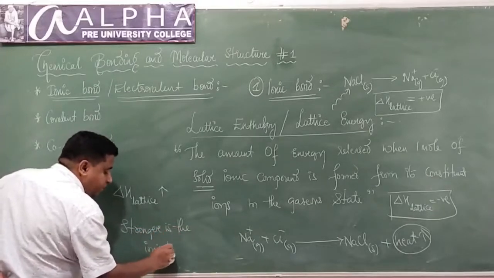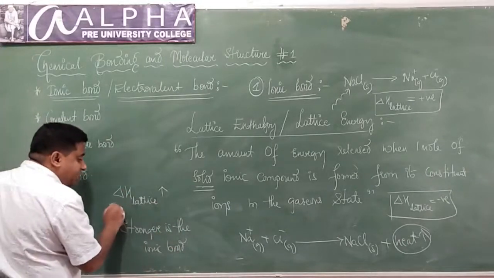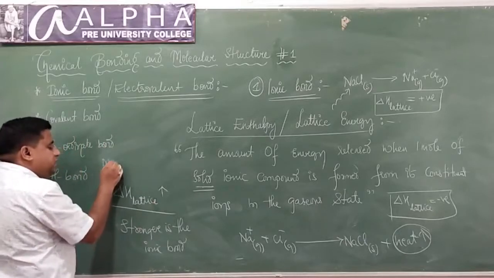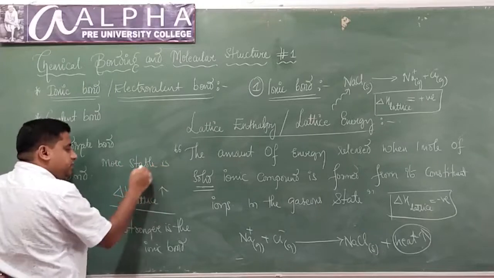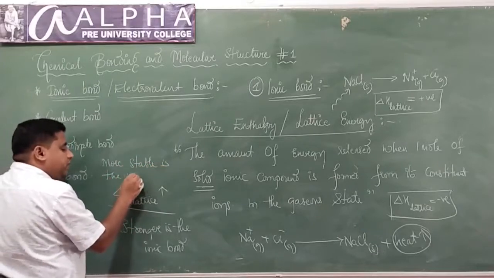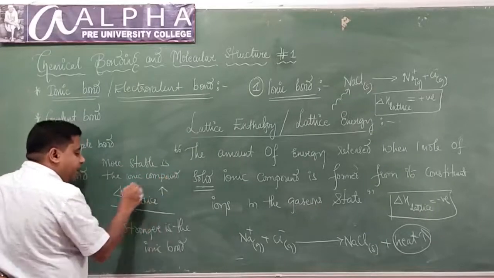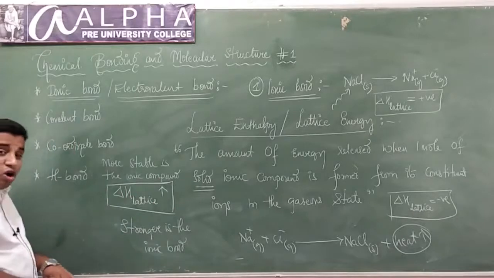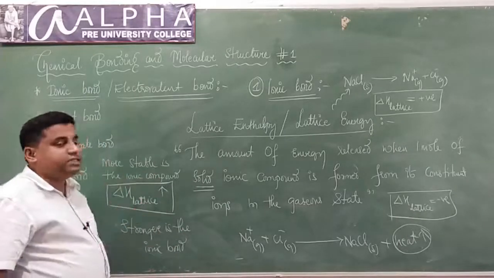Stronger is what? Ionic bond. Or else I can say, higher the lattice enthalpy, more stable is the ionic compound. I can define it in both ways. Higher the lattice enthalpy, stronger is the ionic bond, or higher the lattice enthalpy, more stable is the ionic compound.